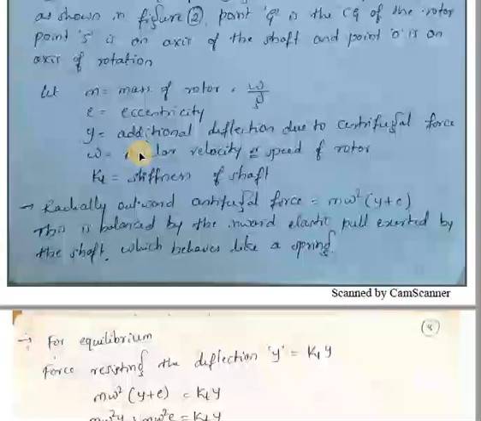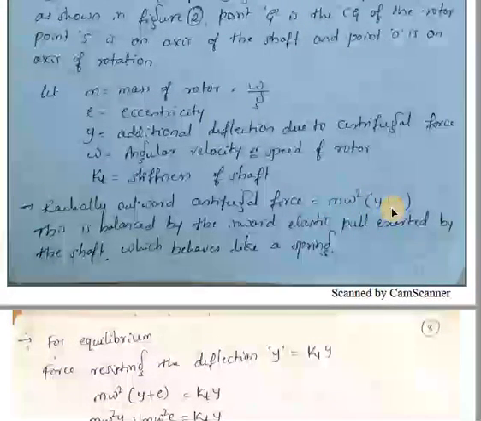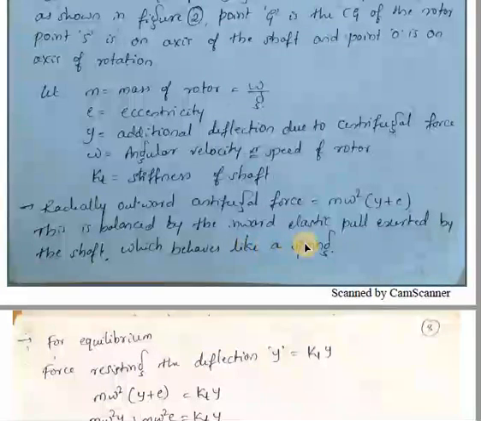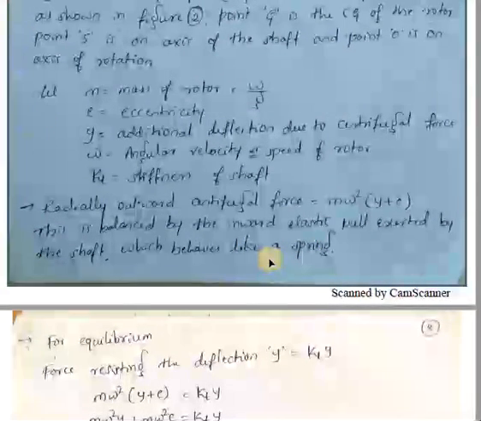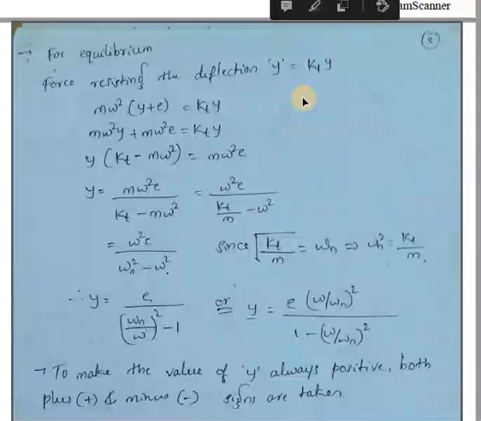The radially outward centrifugal force is equal to m omega square into the deflection, which is y plus e. This is balanced by the inward elastic pull exerted by the shaft, which behaves like a spring. So for equilibrium, the force resisting the deflection y is Kt into y. Equating the resisting force and centrifugal force, m omega square (y plus e) equals Kt y. If you simplify this equation for y, you will get m omega square e divided by (Kt minus m omega square).